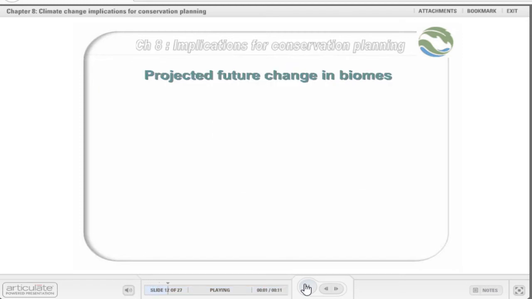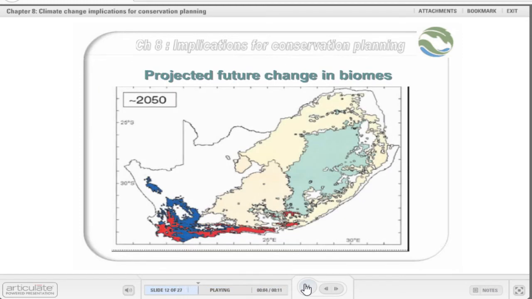This slide demonstrates Tier 1 CCS methods. This is a slide of the current and future distribution of South Africa's biomes taken from work by Sanby.